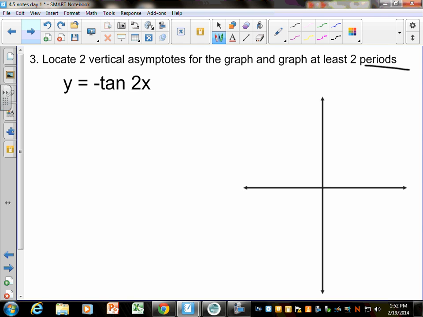And then the ones in your book that you have to graph tonight have these directions. Find 2 consecutive asymptotes or vertical asymptotes, and then graph at least 2 periods. You're welcome to graph more, but on a test, on a quiz, on a homework quiz, if it says graph 2 periods and you don't graph 2 full periods, then I will mark off for it.